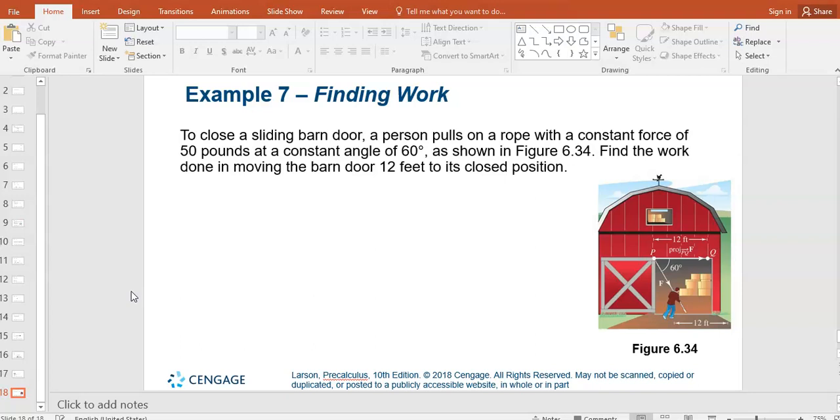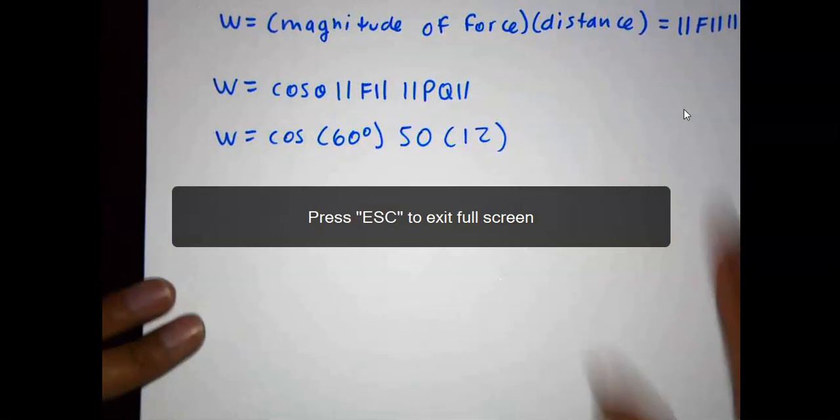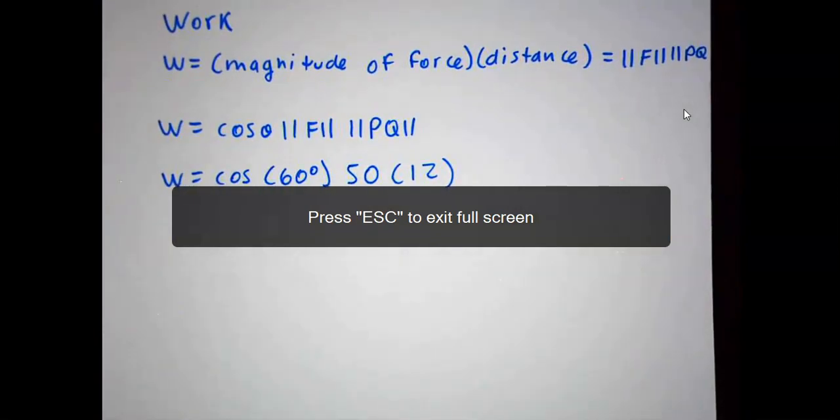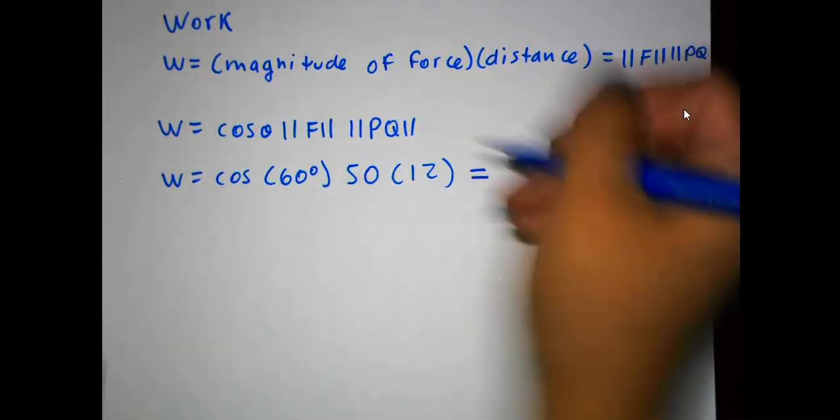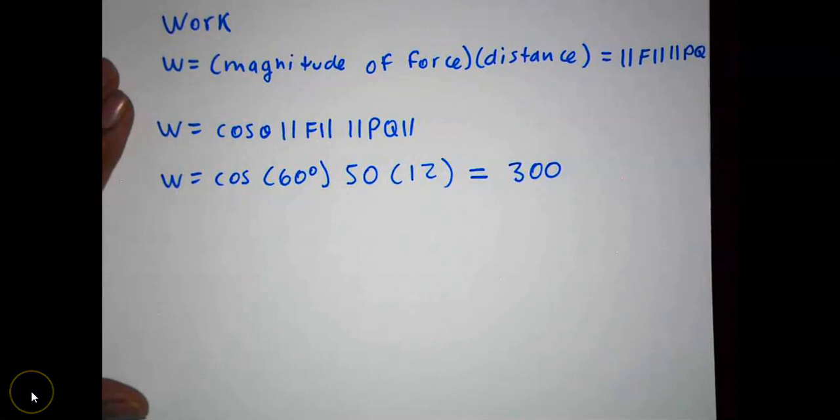So what's the force? What do they give me as my force? And what's the angle that we're moving? And then 50 pounds. And how much is it moving? 12 feet. So all we had to do is cosine of 60 degrees times 50 times 12, because they gave me all the components. All I had to do is plug this into my calculator. So the work done to close this door was 300.